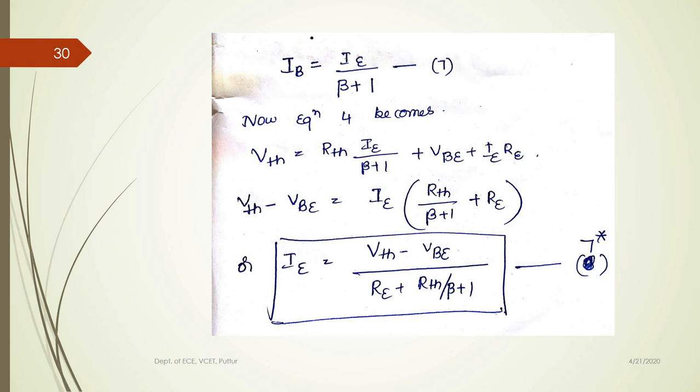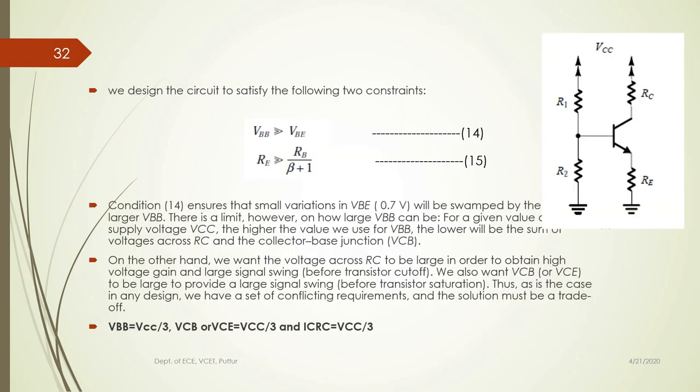So we design the circuit such that it satisfies two constraints. In order to make IE insensitive, two constraints are there. What are those two constraints? One is we should make VBB, that is the base bias voltage, greater than VBE, the base to emitter voltage. Of course, VBE will be very much less than VBB, but how high a VBB can be applied, that we need to know. So that is given over here.